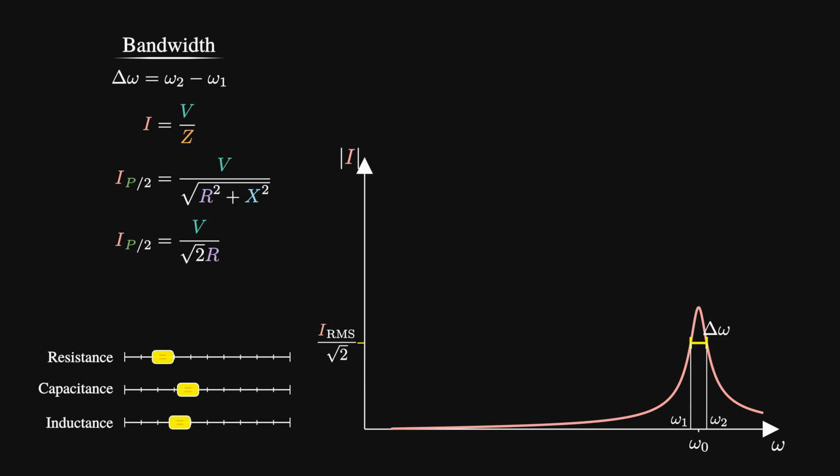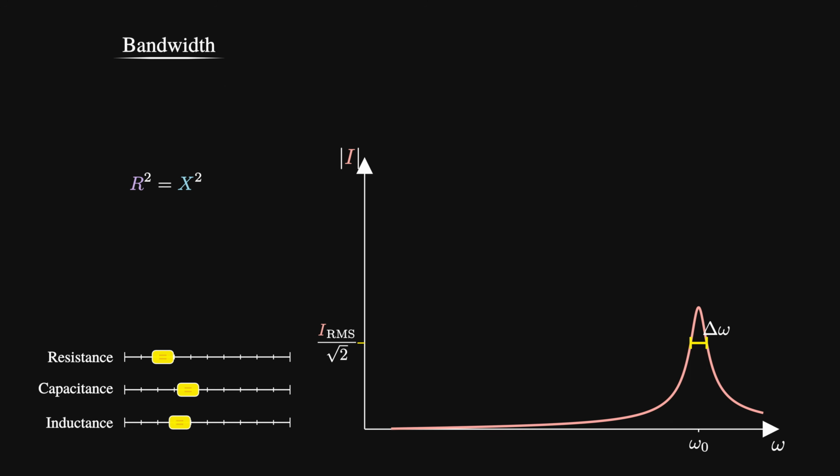We can now equate these two results and cancel out the voltage term, leaving square root 2 times R equals the square root of R squared plus X squared. We can simplify this by squaring both sides and rearranging to get R squared equals X squared. This equation is true when the frequency is equal to omega 1 or omega 2. So we'll write the reactance in terms of the frequency.